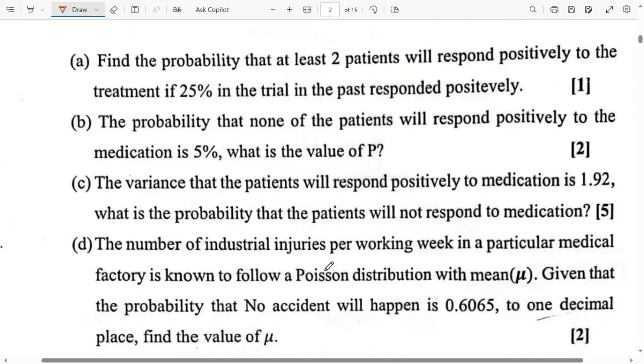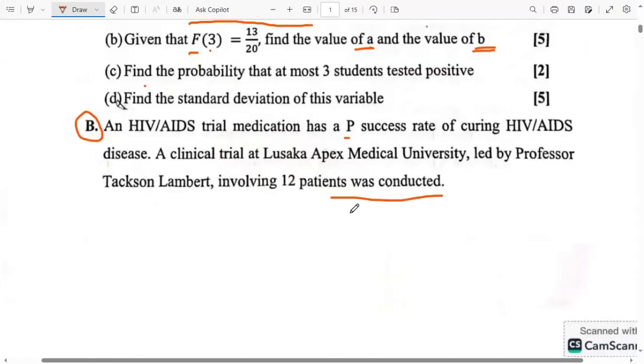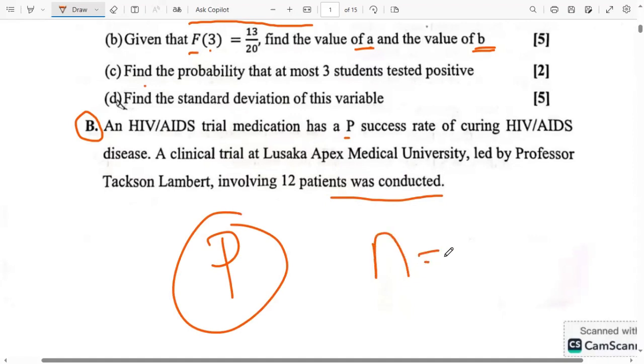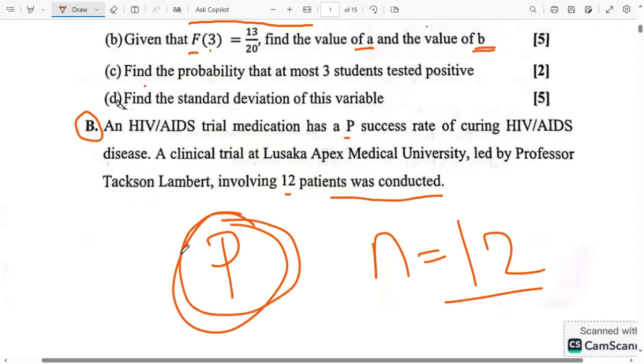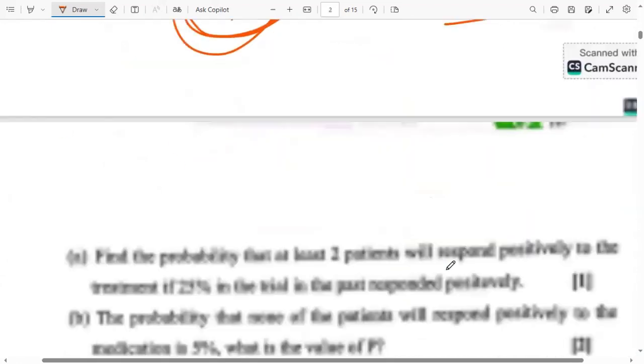Okay, let's look at the questions now. So from this here, we can see that we have P as our success. Then we have N, which is the number of trials, which would be the patients, right? Which is 12. So whatever we are going to do in this question, we have to know the success rate. And if you know the success rate, it will be very easy for us to find the Q, which is just 1 minus P.